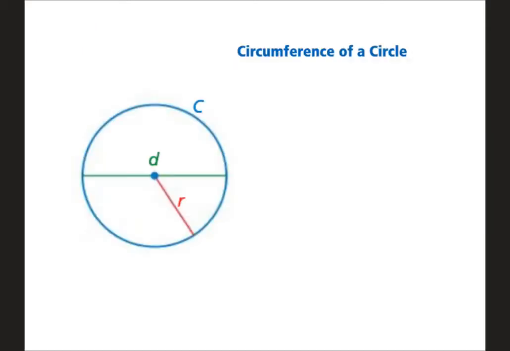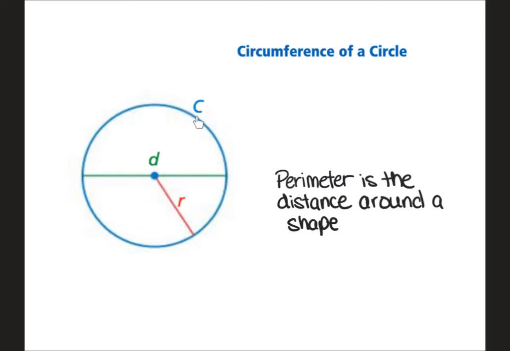The perimeter is the distance around a shape, but in a circle, the distance around the shape has a special name, which is the circumference. We can find the circumference when we are given either the radius or the diameter. We have two formulas we can use to help us determine the circumference. But before we learn about the formula for circumference, we need to learn a little bit about pi.